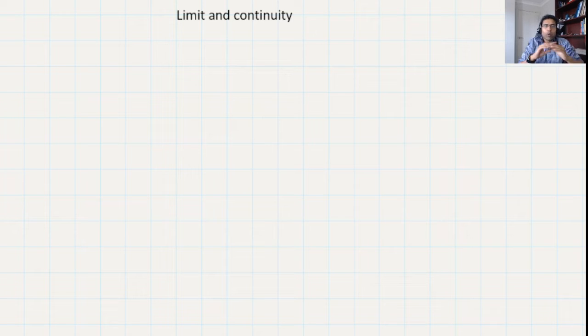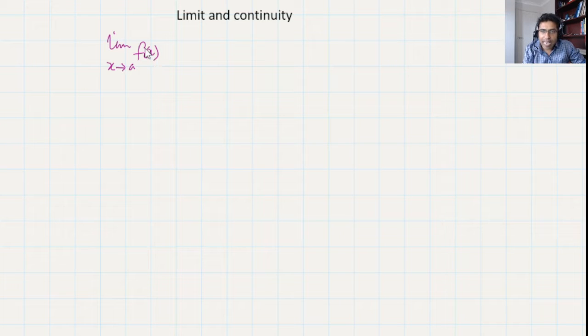In this video, I will talk about limit and continuity. How do we represent the limit of a function? Usually we say limit of f(x) when x approaches a. That's how you write it down. It means when x approaches a, what is the value of y, or what is the value of the function f(x)? That's called the limit: the limit of function f(x) as x approaches a.